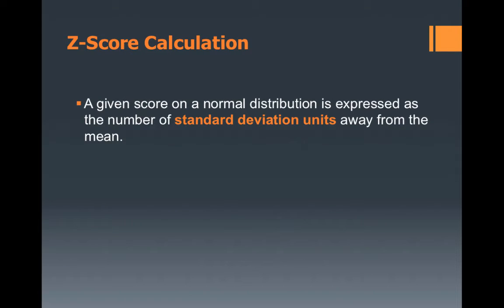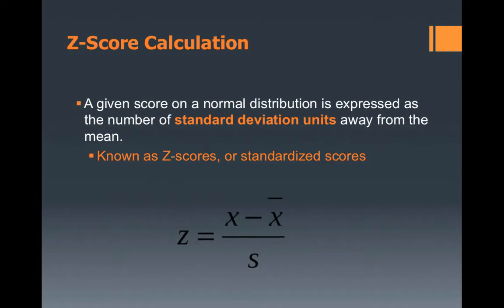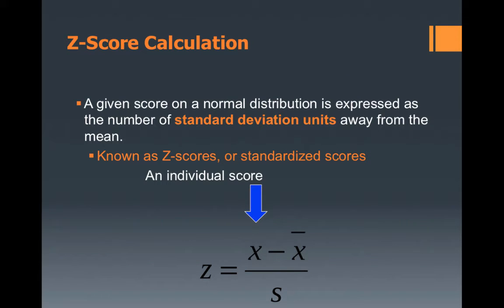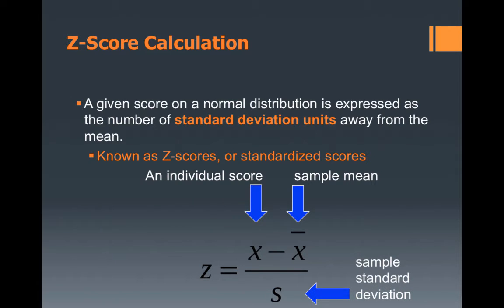A given score on a normal distribution is expressed as a number of standard deviation units away from the mean. So this is what we call z-scores. So z-scores are essentially the standard deviation unit. And so this is the formula we're going to use to calculate our z-score, to see how far away individual scores are from the mean. Our z-score formula is that x is the individual score, x bar the sample mean, and s is going to be your sample standard deviation. You can notice this is all about individuals and samples.